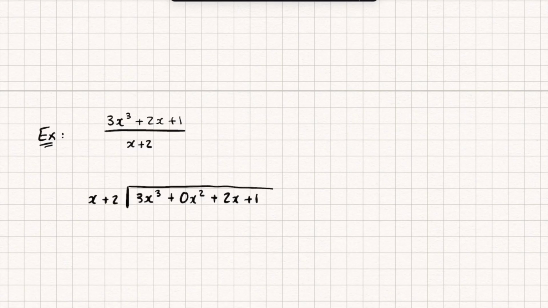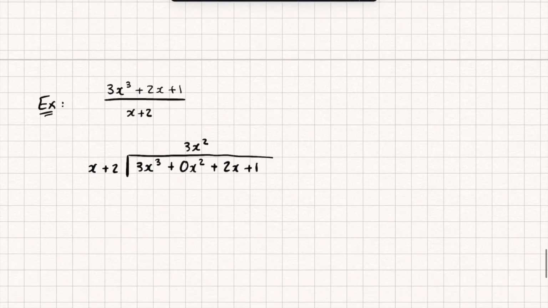So what do we multiply x by to take us to 3x cubed? Well, it's just 3x squared. Let's multiply it out, so we get 3x cubed plus 6x squared. Draw the line and subtract. 0x squared minus 6x squared is negative 6x squared. Bring down this plus 2x. What do we multiply x by to get to negative 6x squared? Well, that's just negative 6x. So multiply it out. Negative 6x squared minus 12x.